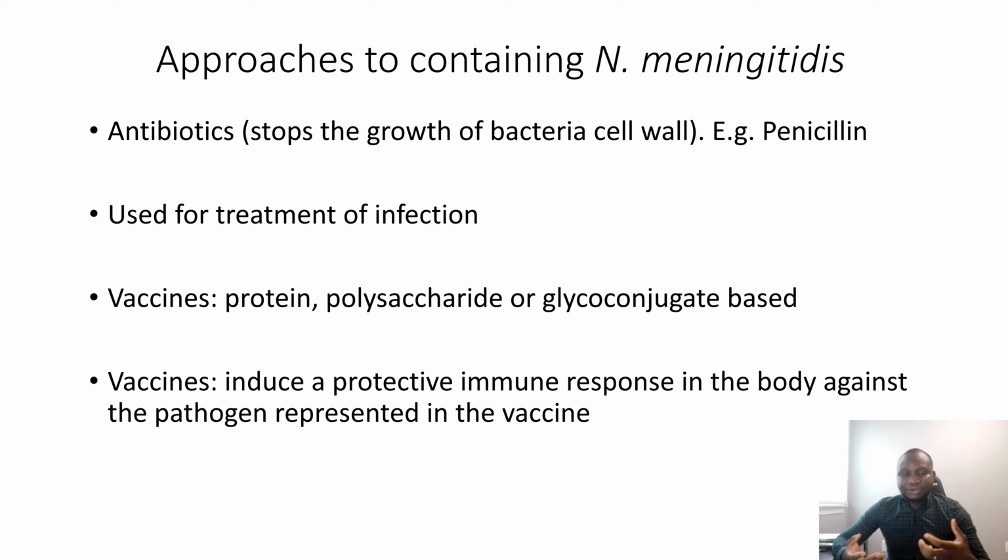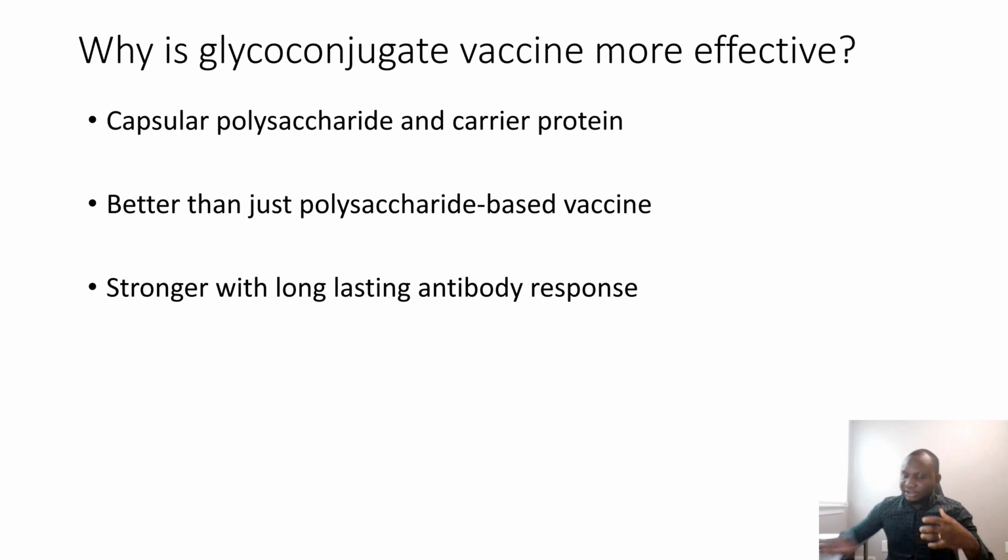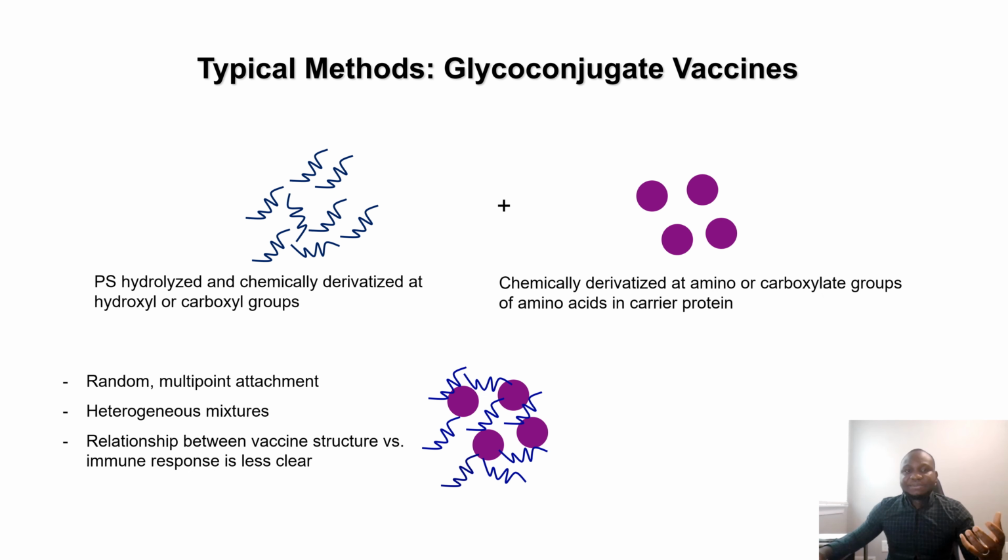The vaccines induce a protective immune response in the body against the pathogen represented in the vaccine. And then we have different vaccine types. We have the protein-based vaccine, the polysaccharide-based vaccine, and then the glycoconjugate-based vaccine. In this research, we are focusing on the glycoconjugate-based vaccine, because they are more effective and they have a stronger lasting antibody response compared to other vaccine types.